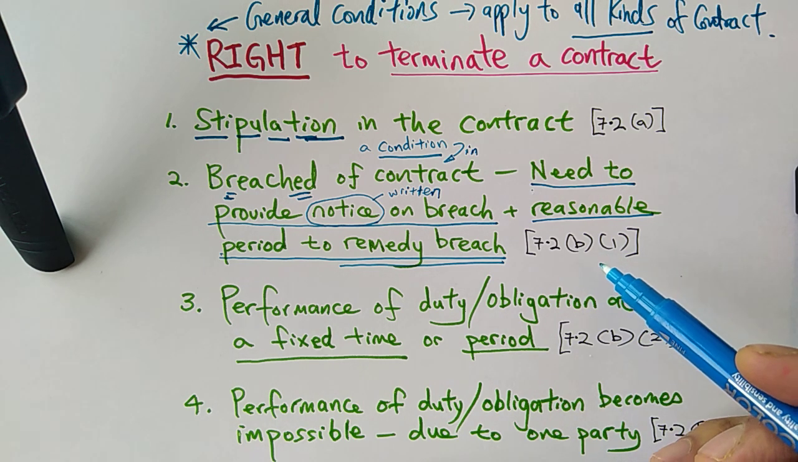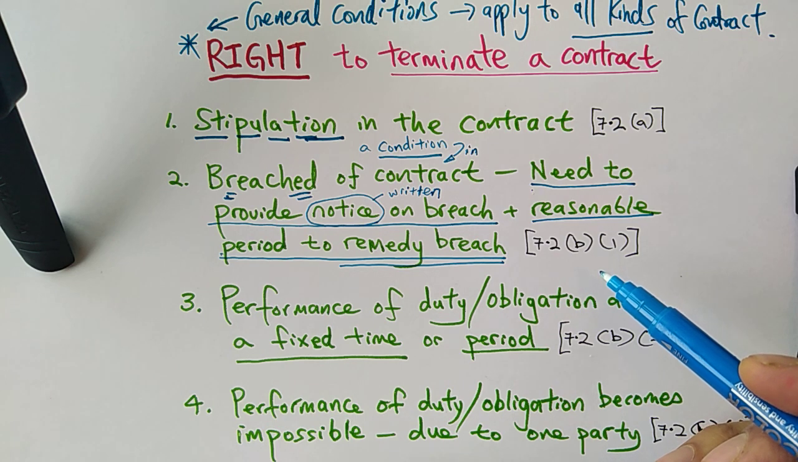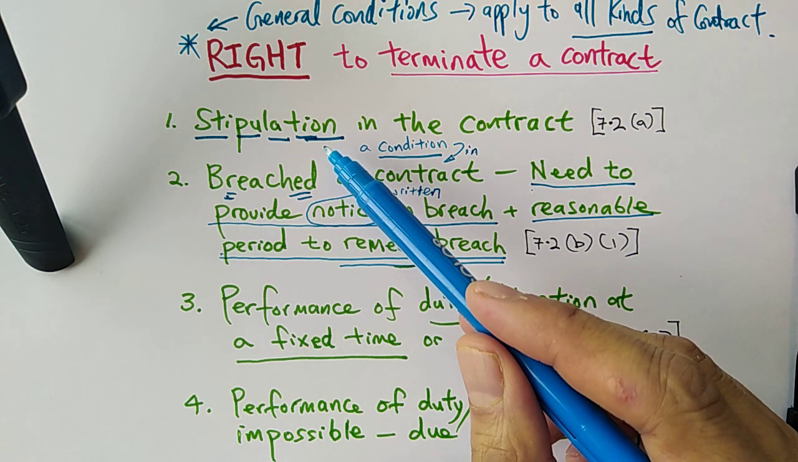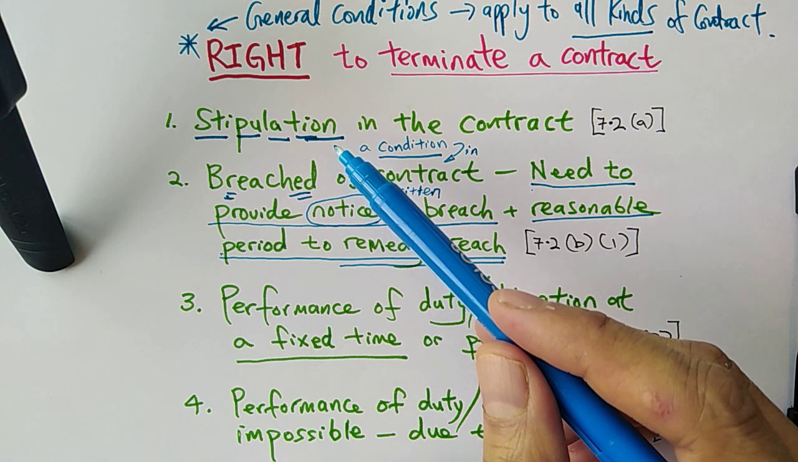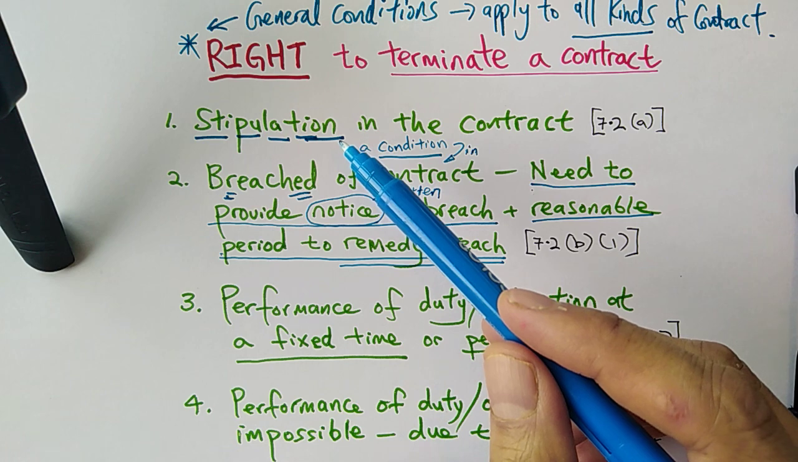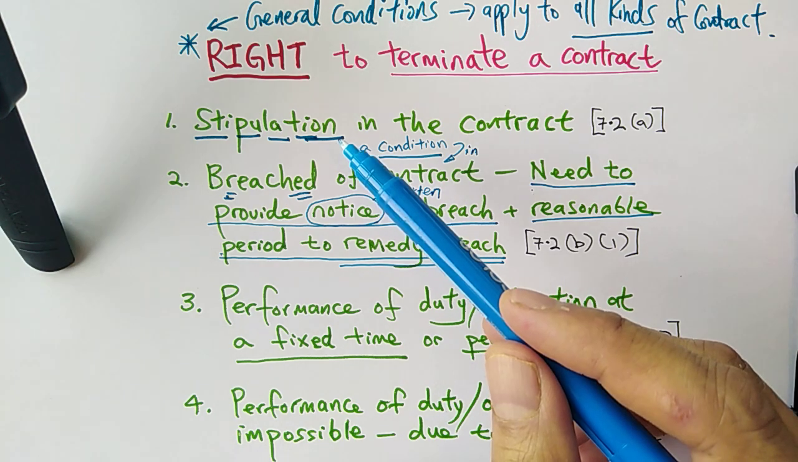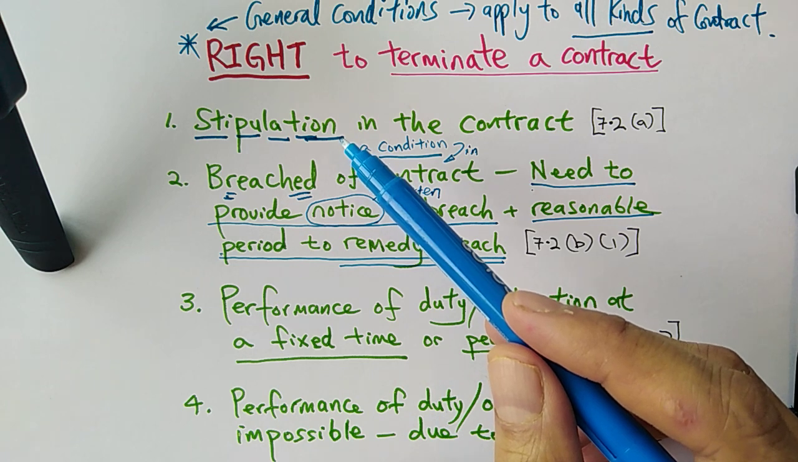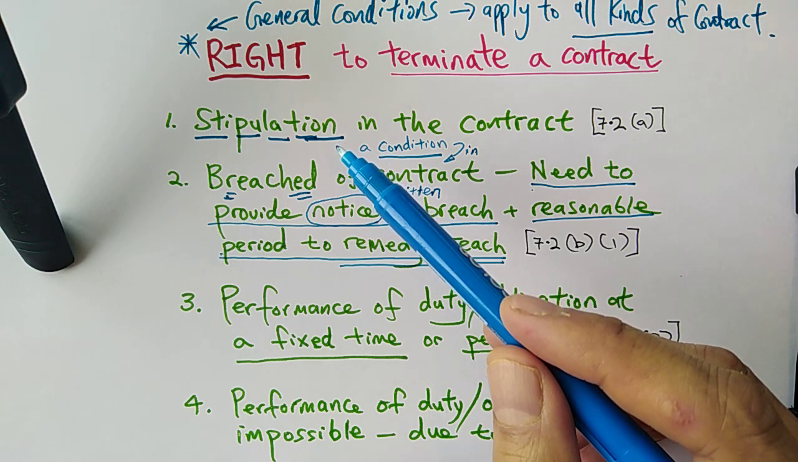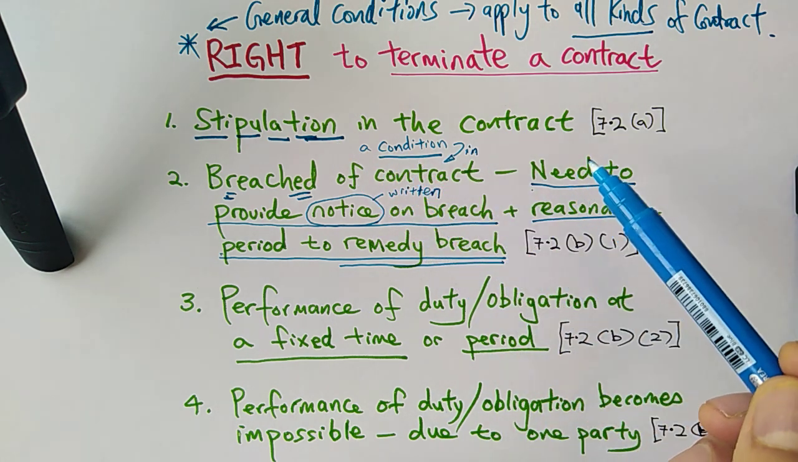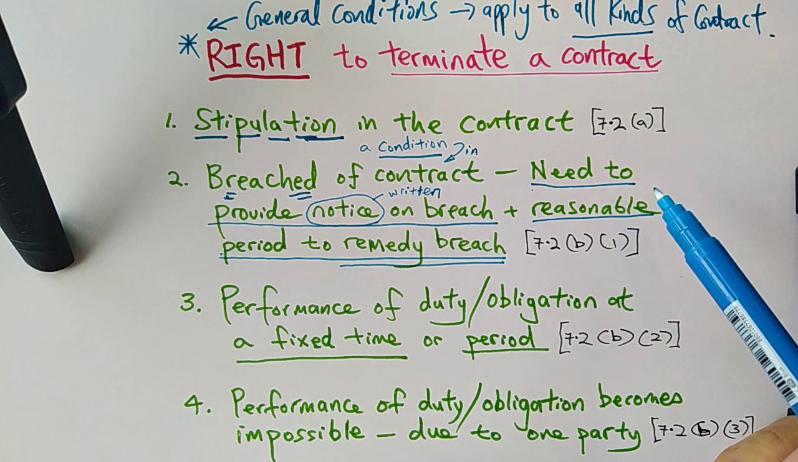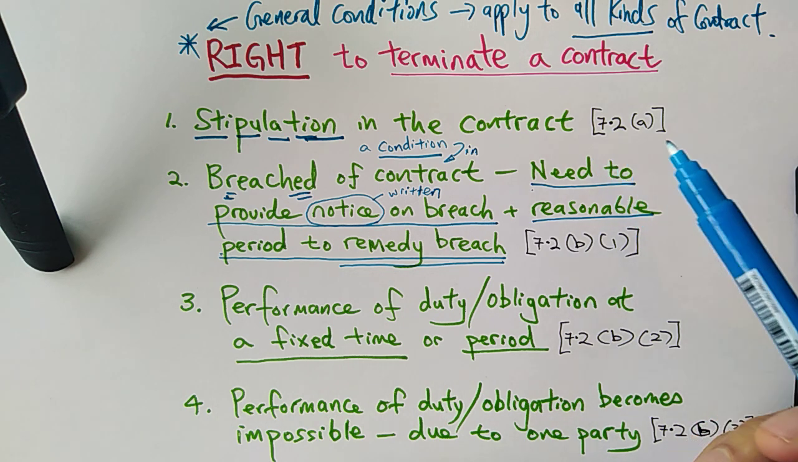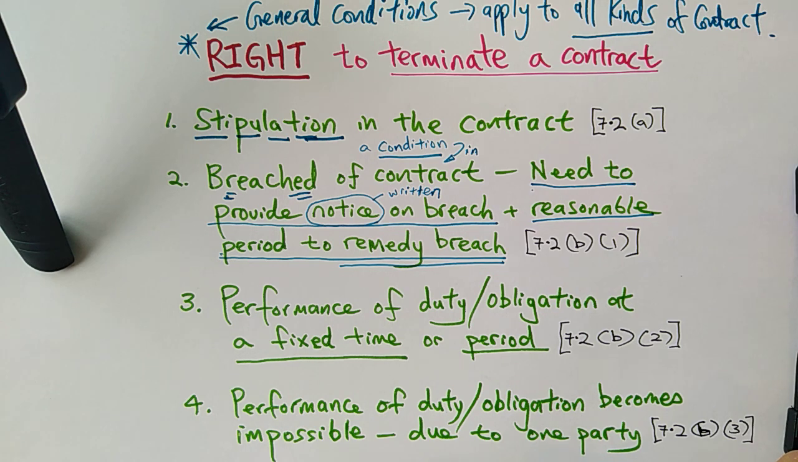Now, if you don't want to do this, if you think, oh, what a waste of time, if they don't deliver, I want to terminate immediately, then give yourself the right by writing into the contract. If Shopee doesn't deliver the shoes to me within the time Shopee says that it will, which is next Friday, you have the right to immediately terminate the contract. And if Shopee really didn't deliver by next Friday, then you terminate the contract.